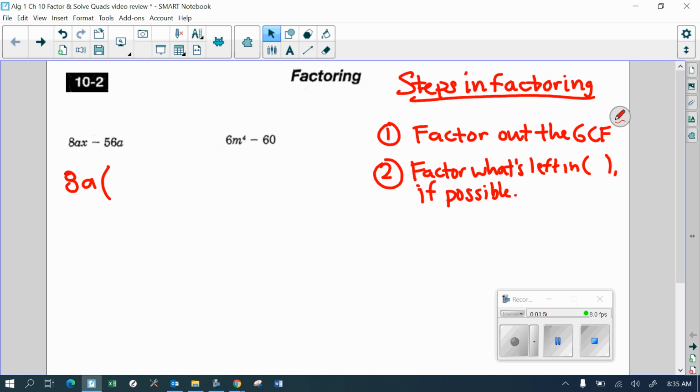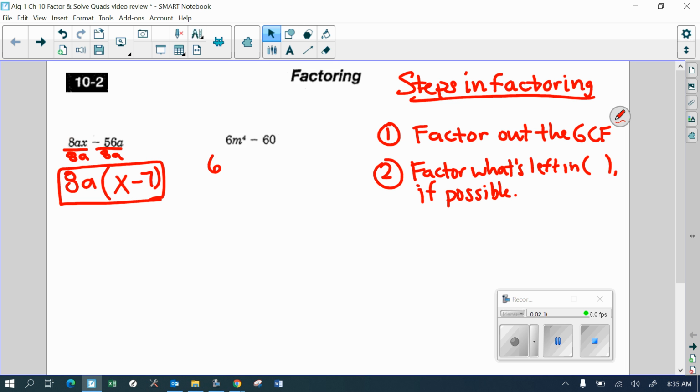So now what you're ultimately doing, if you didn't know, you're then dividing by that GCF that you just took out. You're dividing by 8A. So what is 8AX divided by 8A? That's just X. What's negative 56A divided by 8A? Negative 7. So step one, then I ask myself, can X minus 7 be factored anymore? No, it can't, so I'm done. If it could, I'd go further.